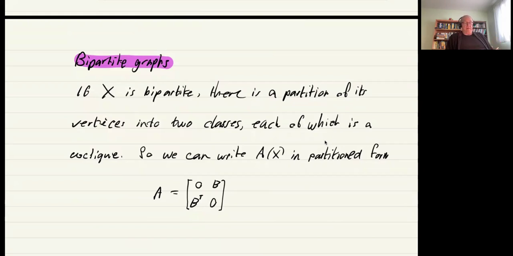Now, if a graph is bipartite, there's a partition of its vertices into two classes, each of which is a coclique. Each class is a color class. And so you can write the adjacency matrix in this partitioned form. B is not square in general.